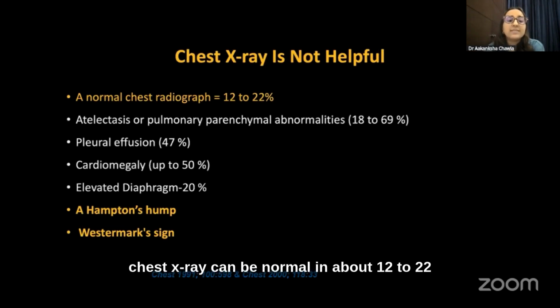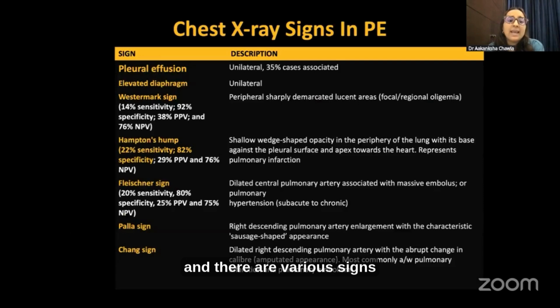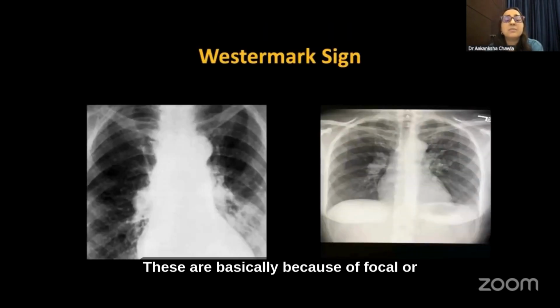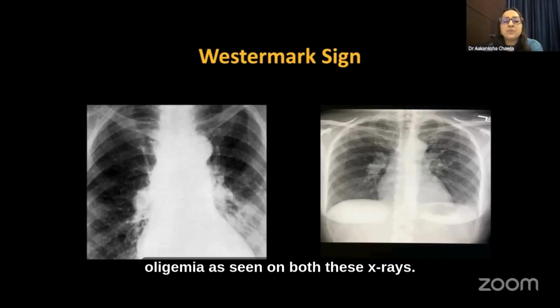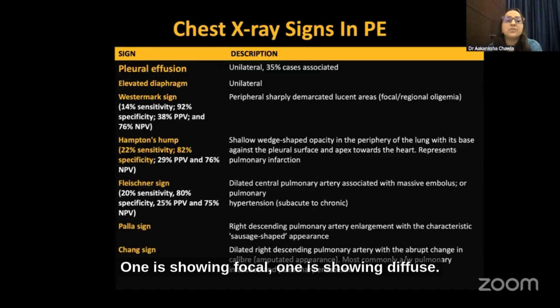Now, chest X-ray can be normal in about 12 to 22% of patients. And there are various signs which are seen on chest X-ray, like pleural effusion, elevated diaphragm, Westermarck sign, which is peripheral sharp demarcated lucent areas. These are basically because of focal or diffuse oligemia, as seen on both these X-rays. One is showing focal, one is showing diffuse.